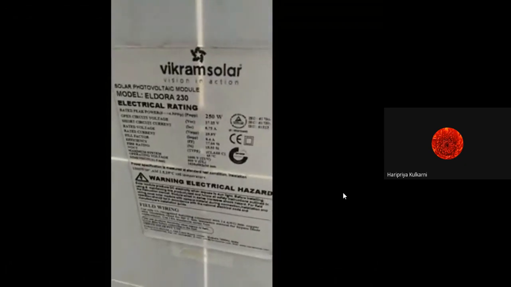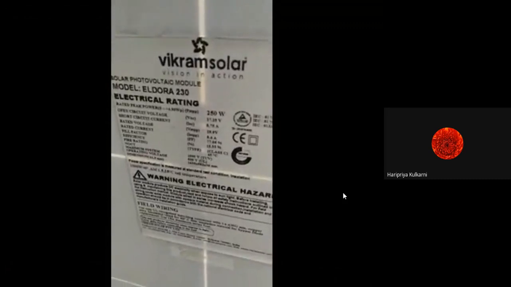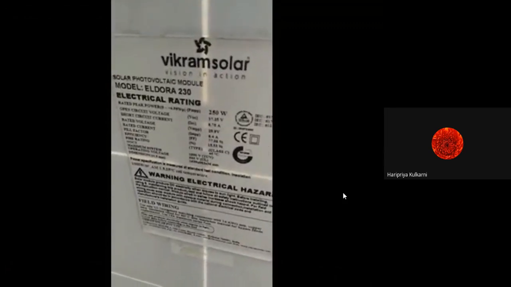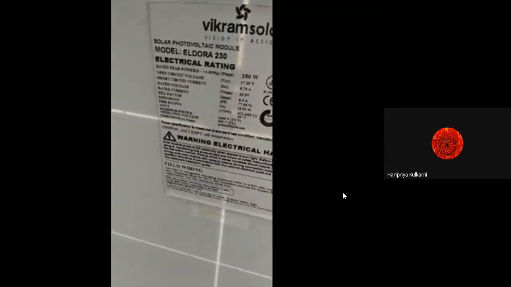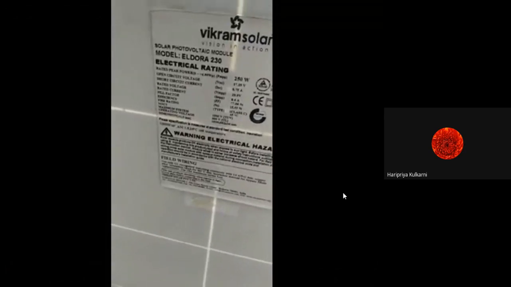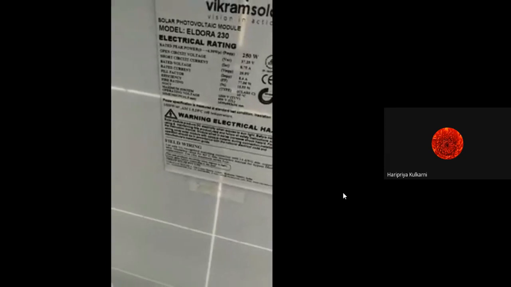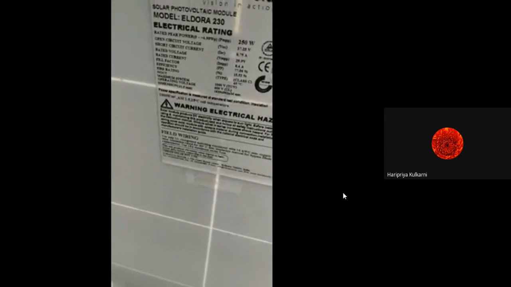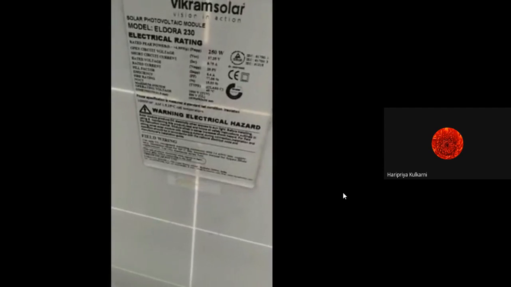Rating is 250 watt, each panel. This is one panel rating. Similarly, we can connect number of panels in series and parallel. It is 250 watt. Okay. Open circuit voltage VOC is 37.25 volt. Okay, so around we can have 40 volts say. And ISC is 8.75 ampere. VM peak is 30 volt. Okay, and IM peak is 8.4 ampere.